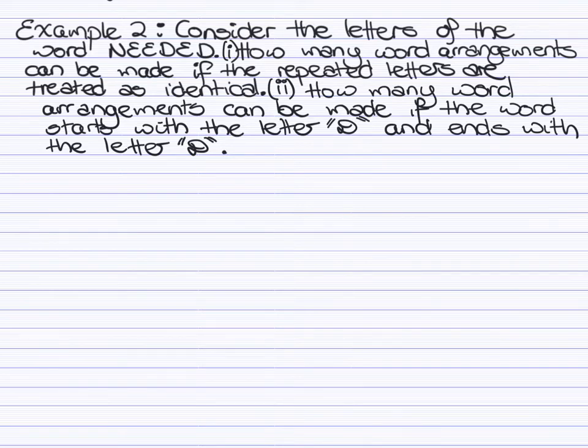Making use of the rule that we have just learned, we have a total number of 6 letters here. So in the numerator, we will place 6 factorial. Let us now consider how many letters in this word are identical. We have 3 E's and we have 2 D's. We are then going to divide by 3 factorial multiplied by 2 factorial. The total possible arrangements is therefore equal to 60.